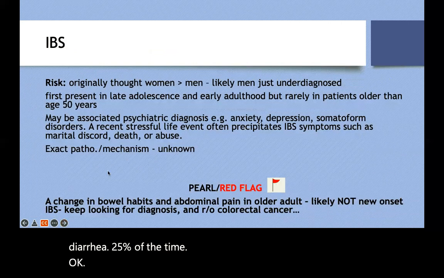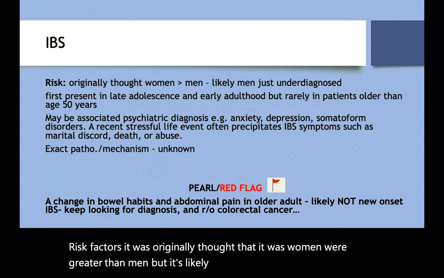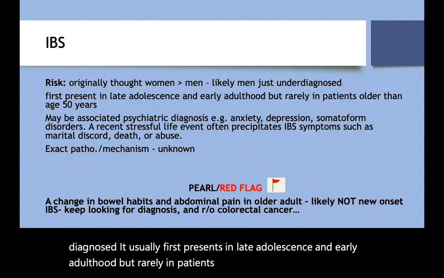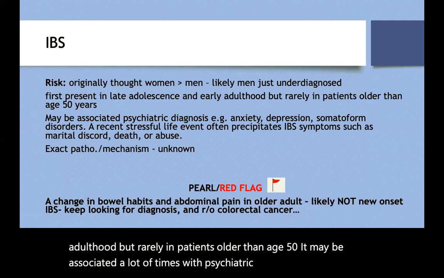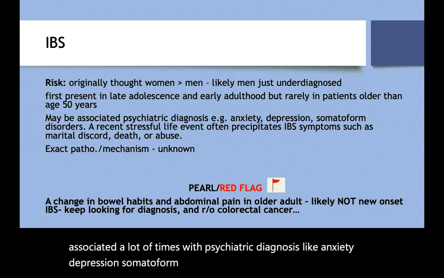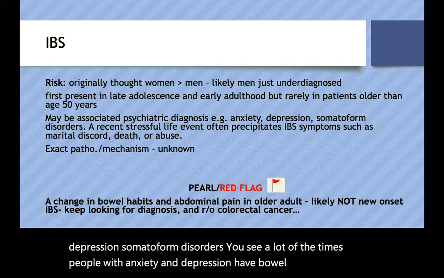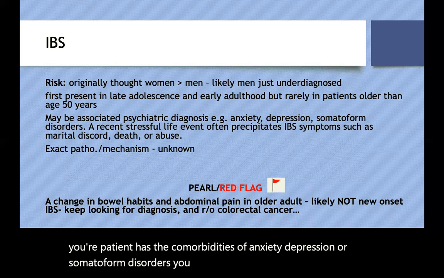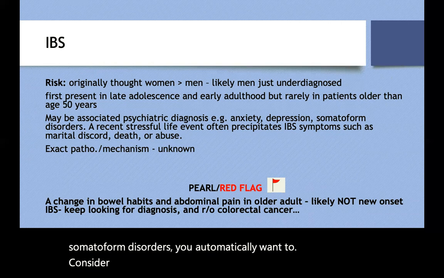Risk factors: it was originally thought that it was women greater than men, but it's likely that men were just underdiagnosed. It usually first presents in late adolescence and early adulthood, but rarely in patients older than age 50. It may be associated a lot of times with psychiatric diagnoses like anxiety, depression, somatoform disorders. You see a lot of times people with anxiety and depression have bowel issues. If your patient has the comorbidities of anxiety, depression, or somatoform disorders, you automatically want to consider IBS if they are coming in with any kind of GI complaints.